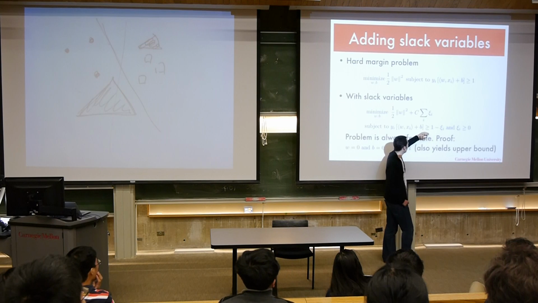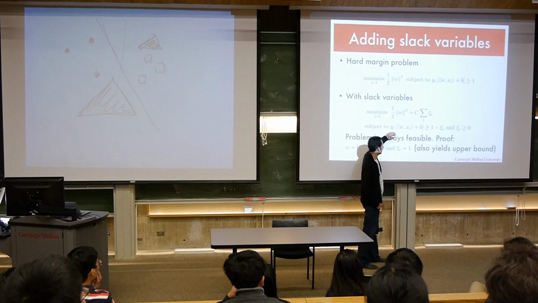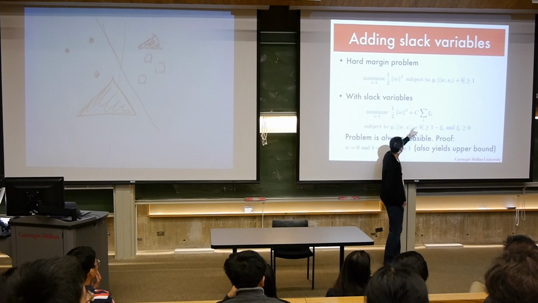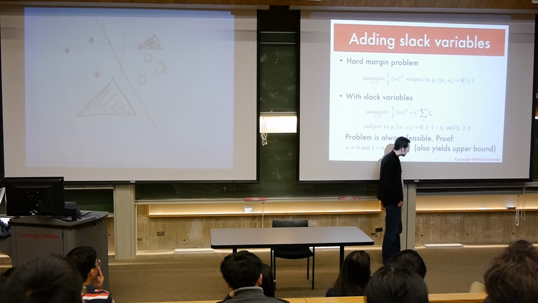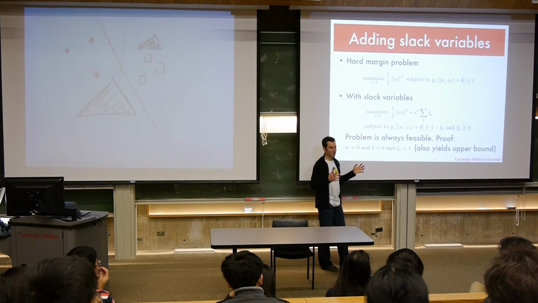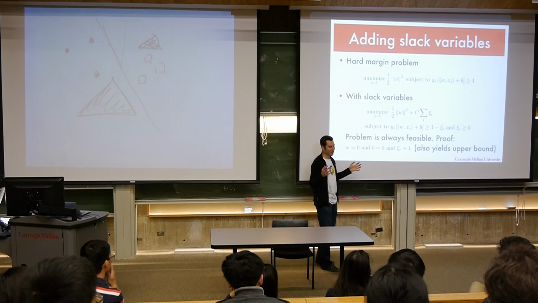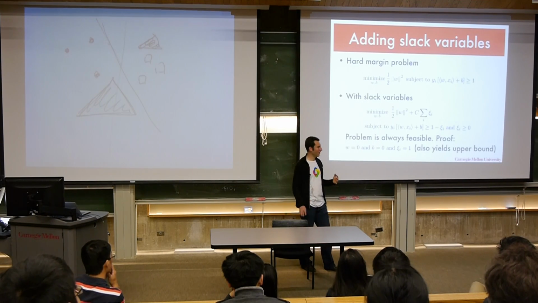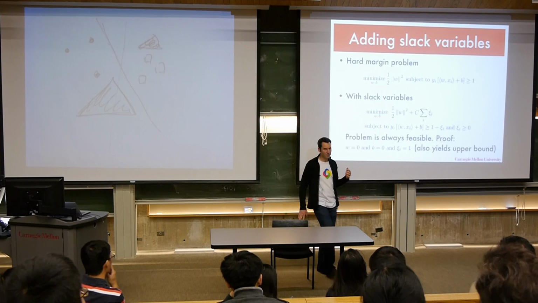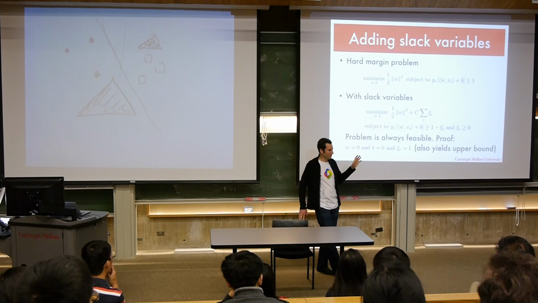Can somebody tell me a feasible set of parameters right away? Exactly, psi_i equals 1, and w and b equal to 0 will always be feasible. So this immediately shows that there is a set of parameters for which this optimization problem is at least well defined. This is almost certainly not the optimal solution, but at least it's a set of parameters which shows that the domain is non-empty.